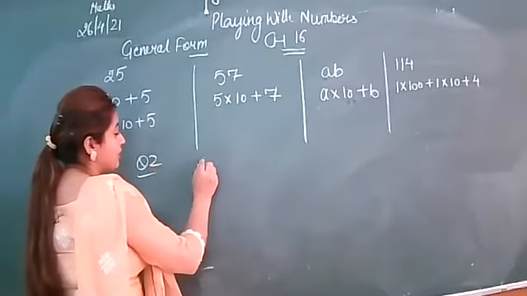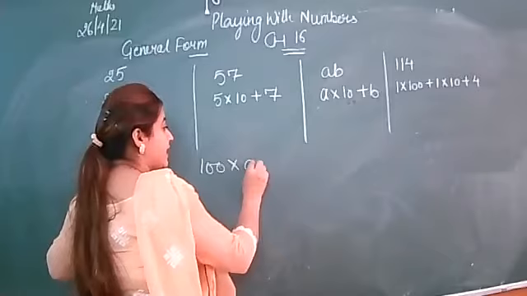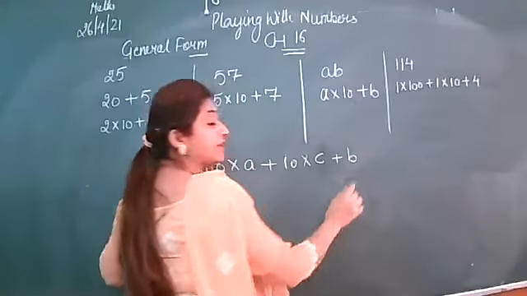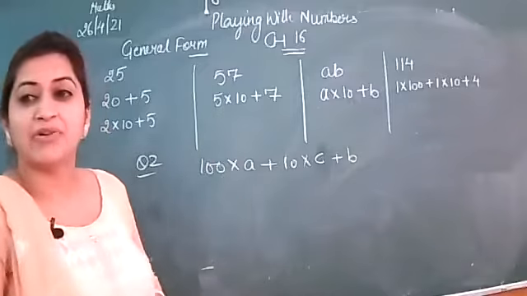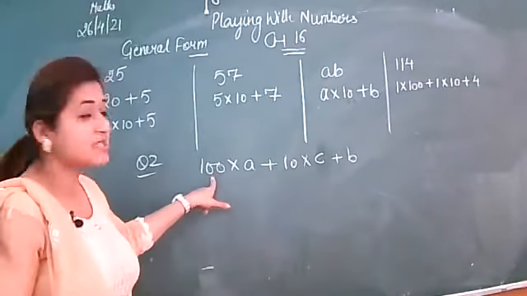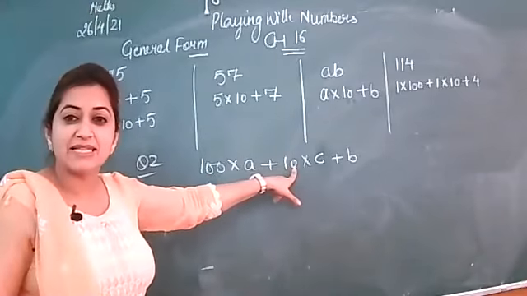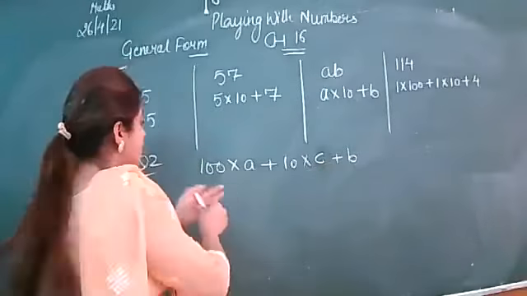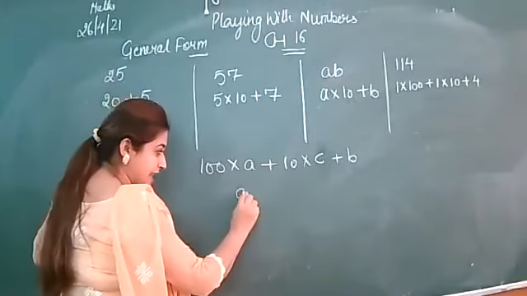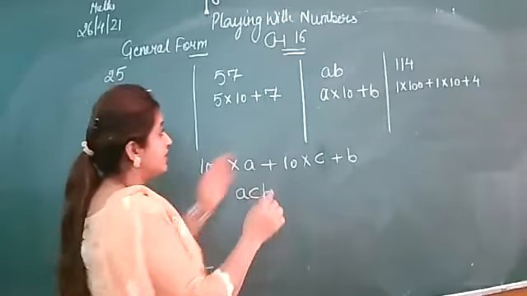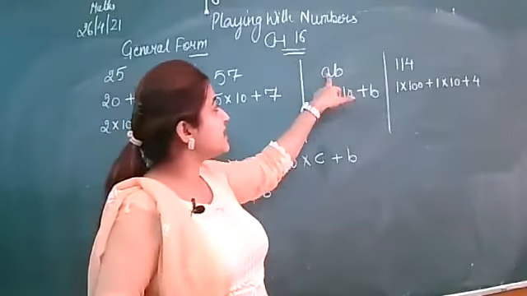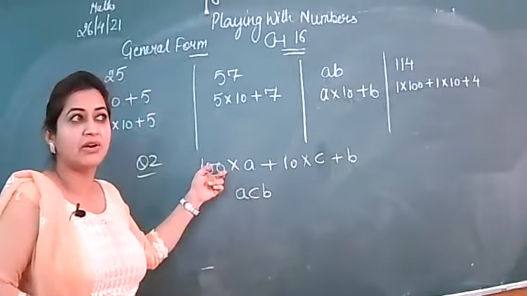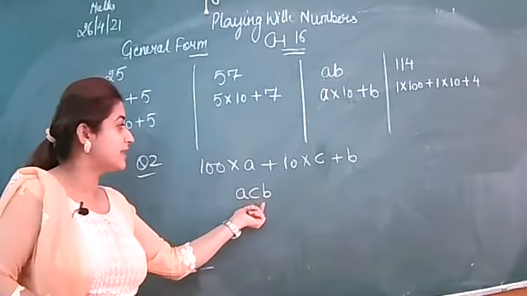Question number 2. 100 into A plus 10 into C plus B. It is written. Now, 100 is the place value of A. This 10 is the place value of C. And B is written alone, that is at the unit place. So this is at the 100 place, A, C, B. In the same manner, I have written A is at the tens place, so A I have written at the second place. Here, A is at the 100 place, so it will be written at the third place, then C, then B.